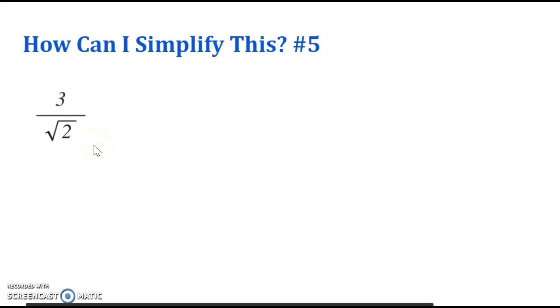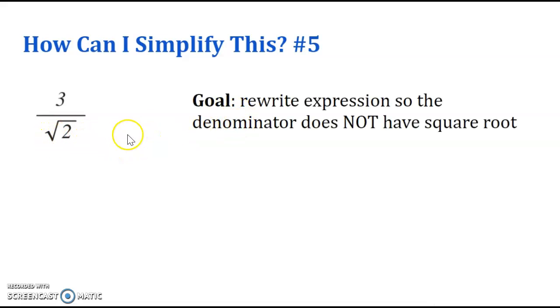So now we're going to bring this up a notch and we're going to try to simplify 3 divided by root 2. The goal is to rewrite the expression so that the denominator does not have a square root. What's the denominator? That's the bottom number, okay? The bottom number of the fraction. We do not want the square root symbol appearing as a denominator.